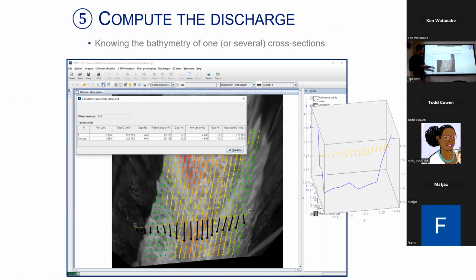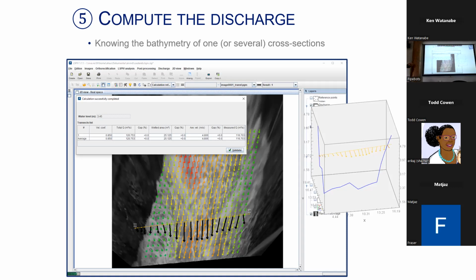So in Fudaa-LSPIV, you can have several cross sections. You can also use several alpha coefficients. For example, you can say that close to the banks, it's maybe rougher than in the middle of the river, which is smoother. So you can use different alpha values depending on where you are in the river. And the software at the end will give you this kind of table. So for each cross section, you will have some results about the total discharge, the weighted area, things like that. And so you can compare the results from the different transects together.